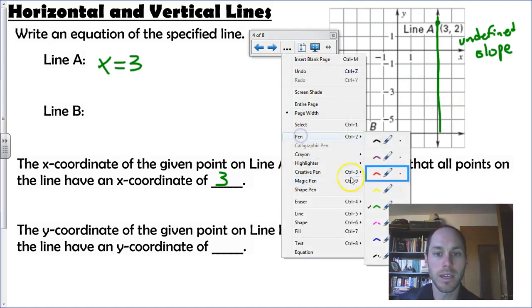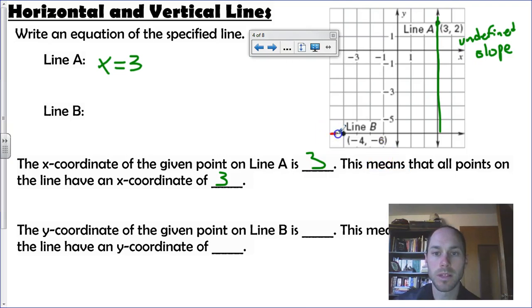Now for line B, similar, but this is a horizontal line. Remember, horizontal lines have a slope of 0.